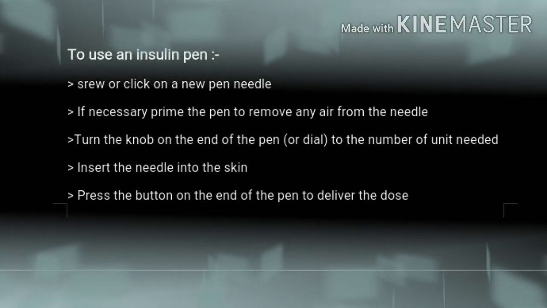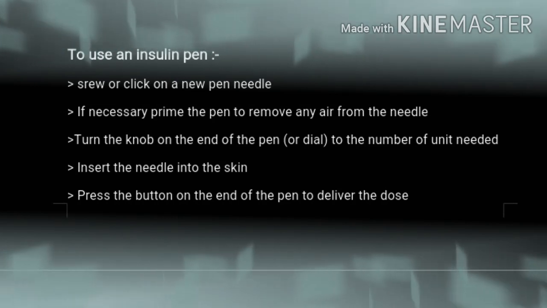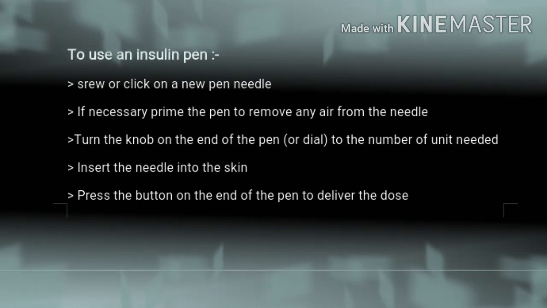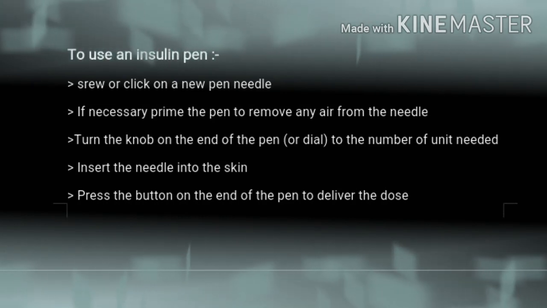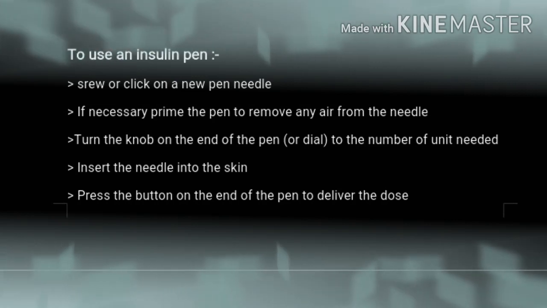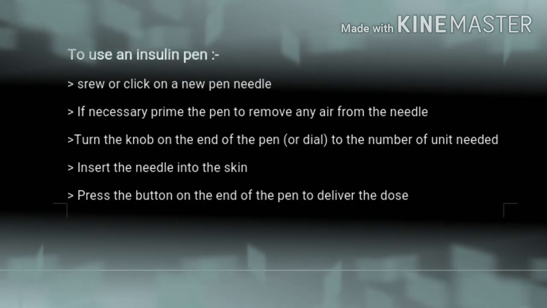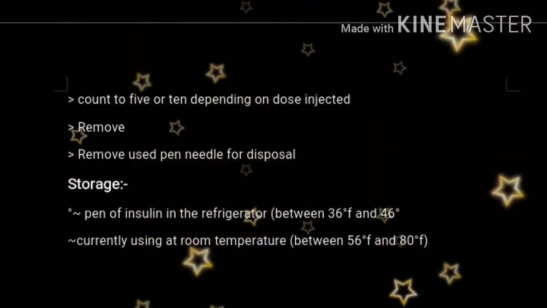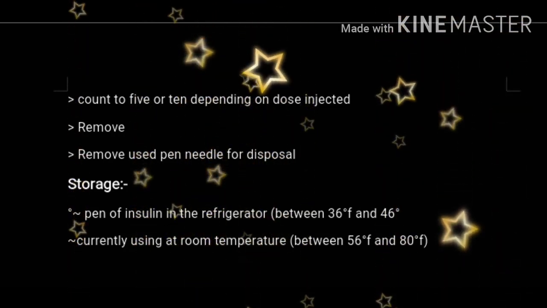Then how to use an insulin pen? Screw or click on a new pen needle. If necessary, prime the pen to remove any air from the needle. Then turn the knob on the end of the pen to the number of units needed. Next, insert the needle into the skin. Next, press the button on the end of the pen to deliver the dose. Next, count to 5 or 10 depending on the dose injected. Then next, remove the used pen needle for disposal.